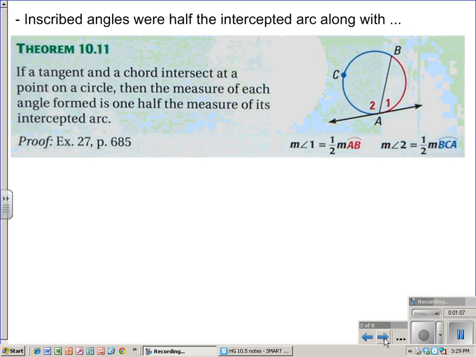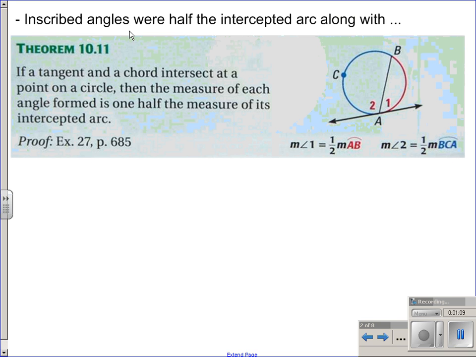All right. In section 4, we talked about this idea of inscribed angles and how the vertex is on the circle. So really, it's the intersection of two chords, the intersection that's on the circle. The inscribed angle was half the intercepted arc. So in this picture, for theorem 10.11, what we have is a tangent line and a chord. They are intersecting at point A, which is on the circle.